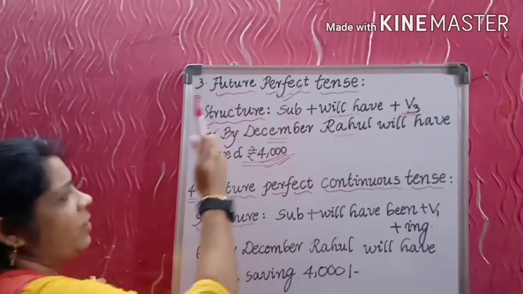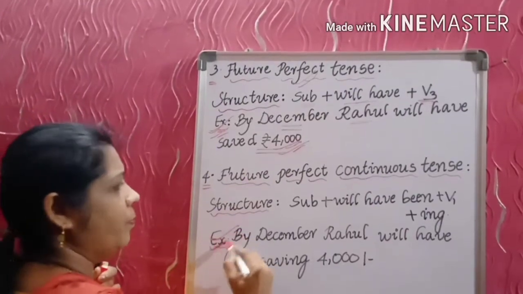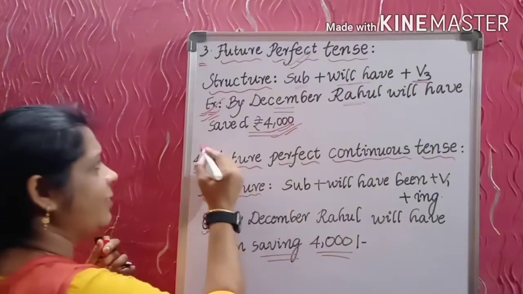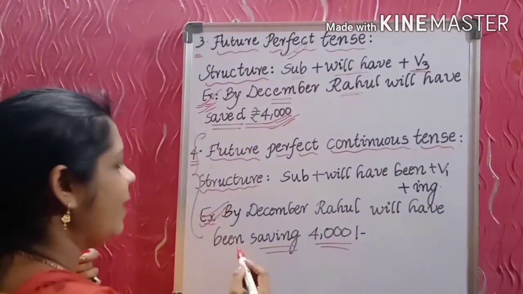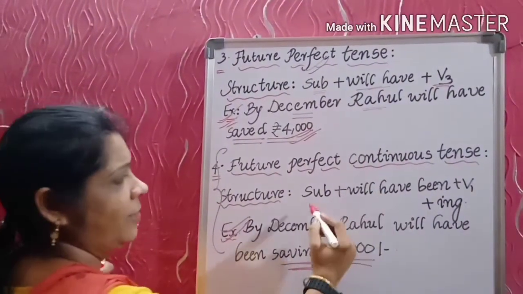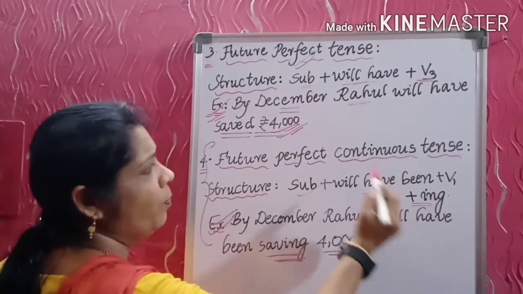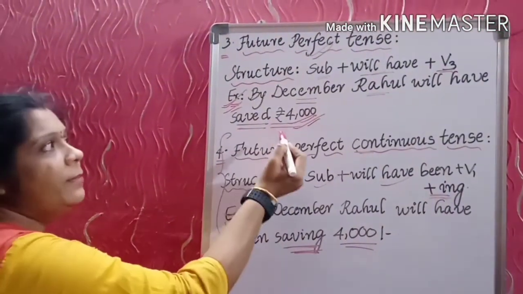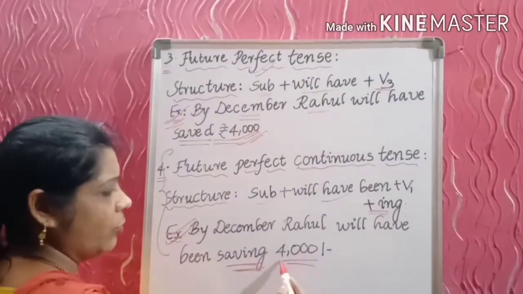Suppose we take the same situation for the future perfect continuous tense. By December, Rahul will have been saving rupees 4,000. See the difference here. Here we are using the verb in the V3 form. Here we are using the continuous form. The structure for the future perfect continuous tense is subject will have been plus the ing form. I already told you, in continuous form always the ing form of the verb is used. So, if we consider the same situation, by December Rahul will have been saving 4,000 rupees.